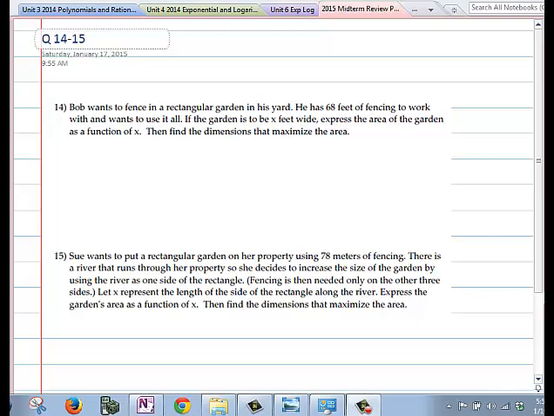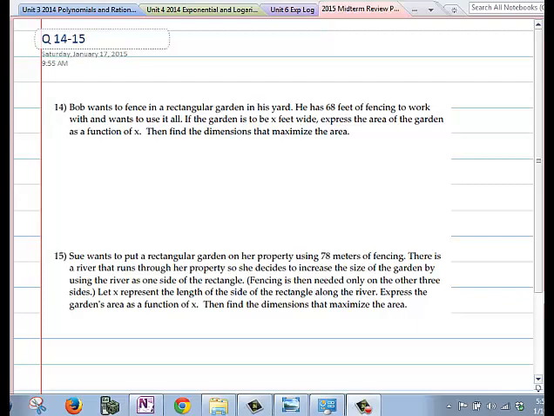But we have 14 and 15 here, where these are basically optimization problems. Now, these problems, remember, there are a variety of ways to get through them, but the way we would like to see you do them is to try to come up with a function that you can then use either a graphing calculator or a table to help find the maximum value.